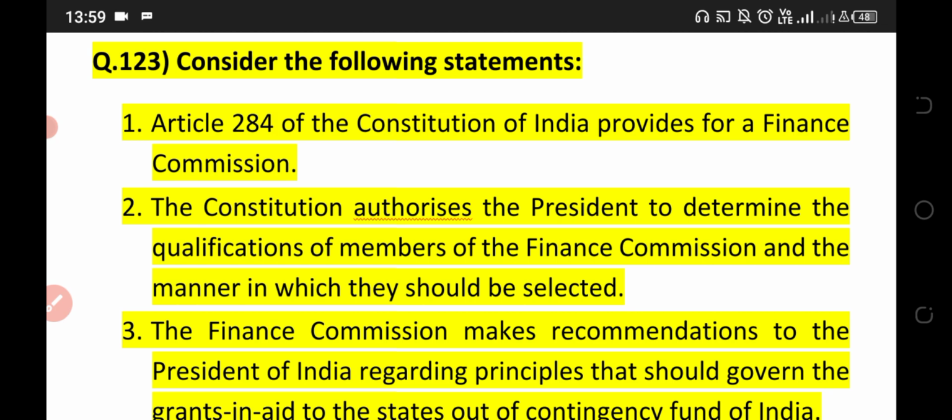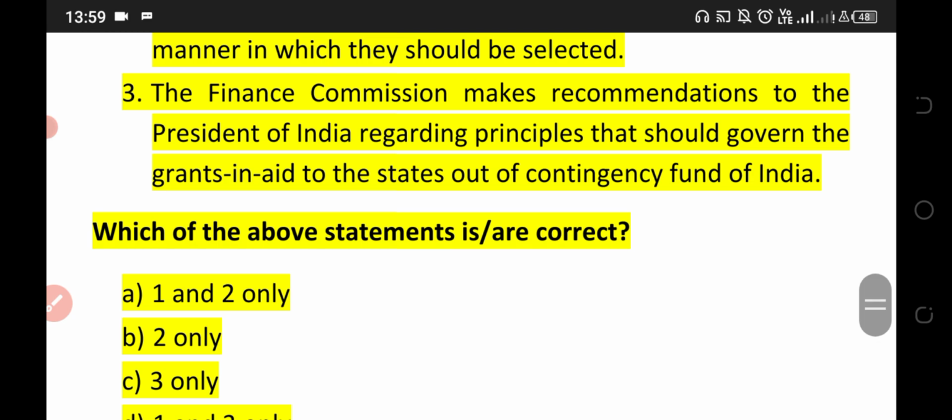Consider the following. Article 284 of the Constitution of India provides for a Finance Commission. The Constitution authorizes the President to determine the qualification of the members of the Finance Commission and the manner in which they should be selected. The Finance Commission makes recommendations to the President of India regarding principles that should govern the grant-in-aid to the states out of the Contingency Fund of India.